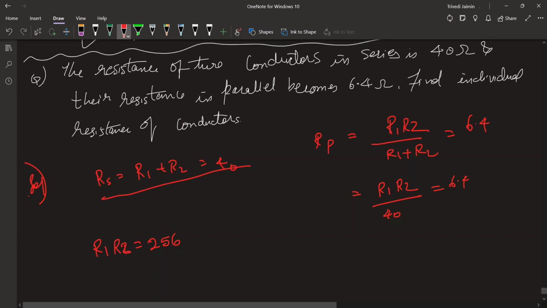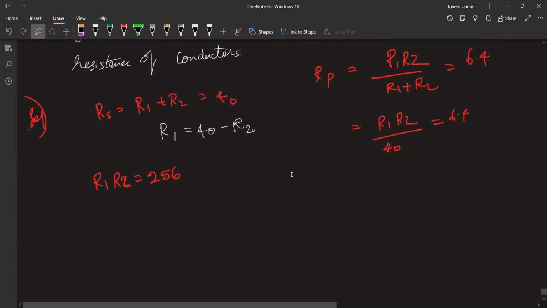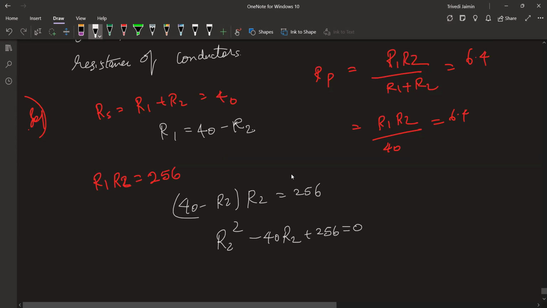Now, from this one, we can start the substituting method. So R1 equals 40 minus R2. You can substitute the R1 value here, then get the quadratic equation. (40 minus R2) into R2 equals 256. R2 square minus 40R2 plus 256 equals 0.